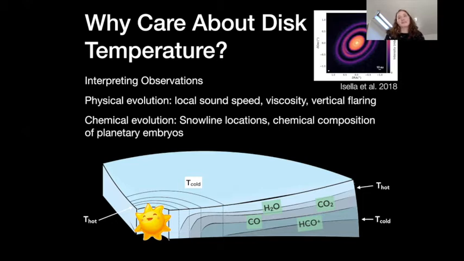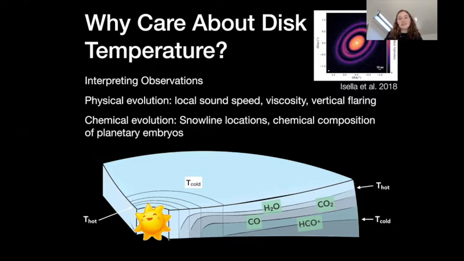Well, the temperature of the disk will affect the ways that we interpret observations. It will dictate the physical evolution of the disk as it is closely entwined with the local sound speed and viscosity, as well as the vertical flaring of the disk. And chemically, it will set the boundaries for snow lines. And snow lines have also been associated with key locations or chemical reservoirs for planet formation. An accurate thermal profile will have wide effects on interpreting many aspects of the disk, especially planet-forming mechanisms.